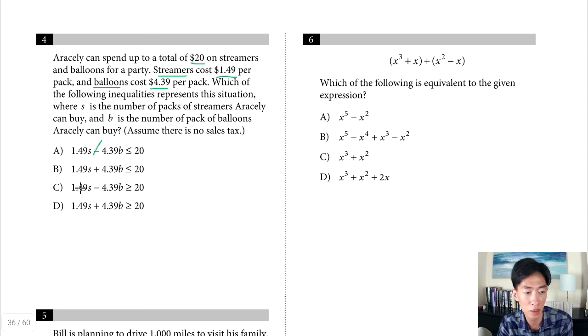So A is going to be out and C is going to be out because we're not subtracting. And then if she can spend up to a total of $20, that means she could spend $20 or less. So the total needs to be less than or equal to 20, and that's choice B. Choice D is the opposite sign, and so B is going to be the answer.